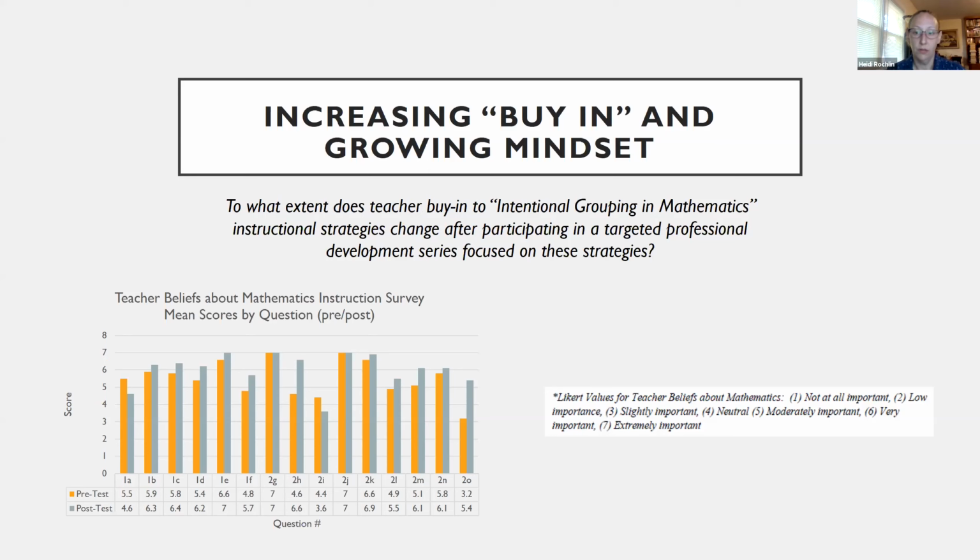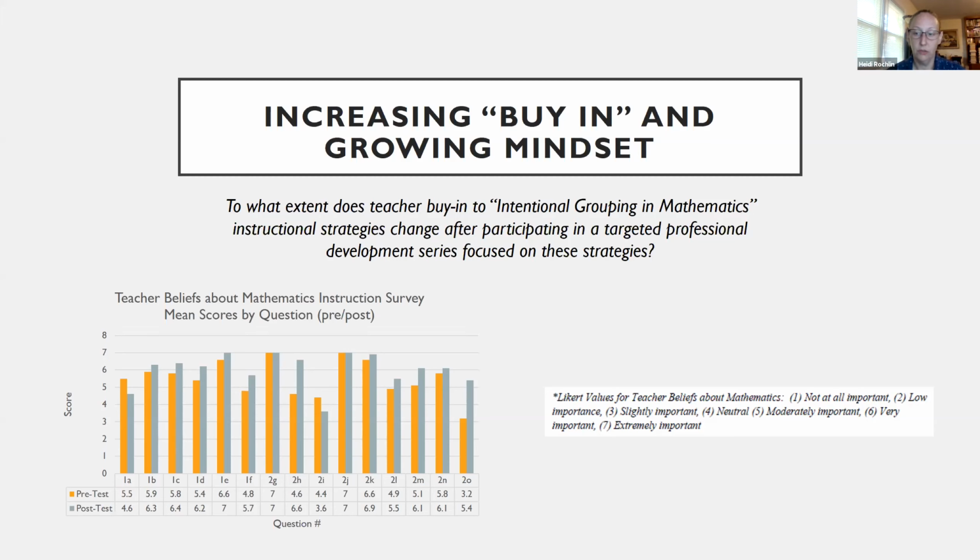Here's a graphical summary of the results shown for increasing buy-in and growing mindset. These results from the teacher beliefs about mathematics instruction survey also show an overall change in teacher self-reported buy-in. Two questions on the survey, 1A and 2I, seem to show a decrease in participant mean score, but this decrease is actually a growth in beliefs, since these questions address the level to which a student needs to be explicitly taught formulas and procedures in mathematics classrooms.